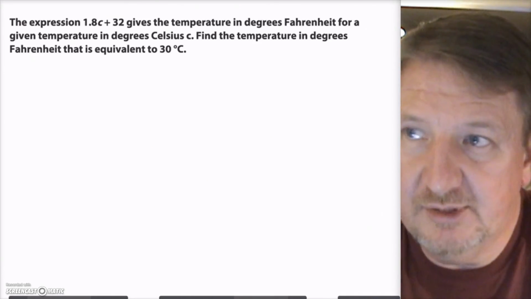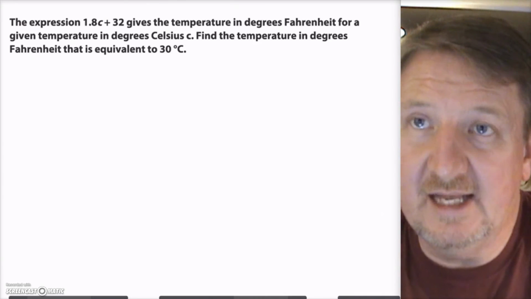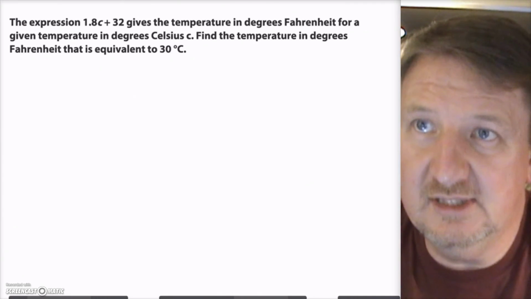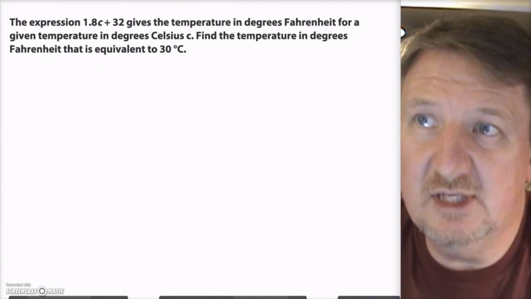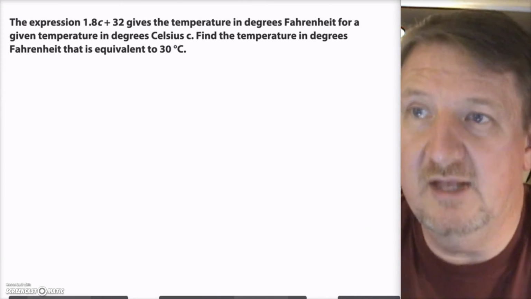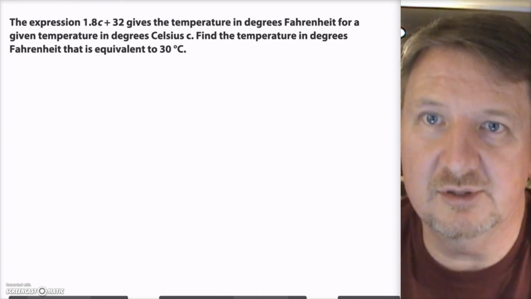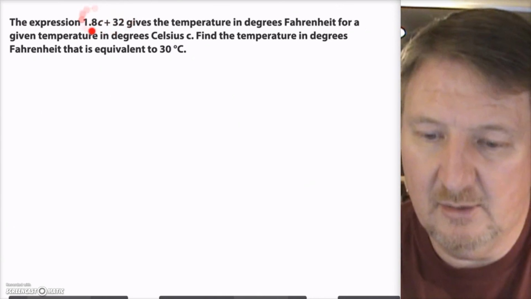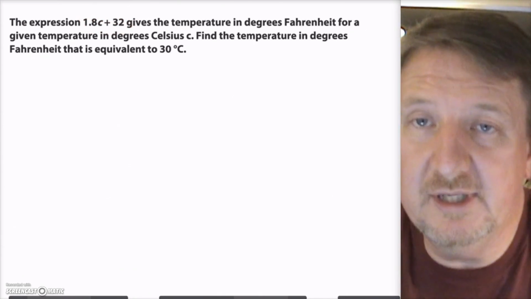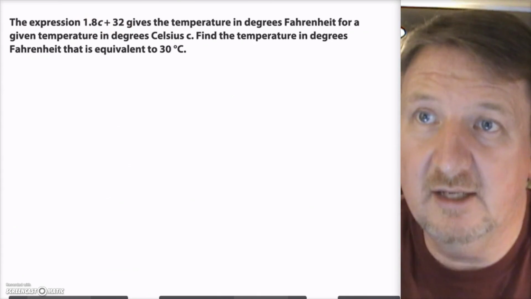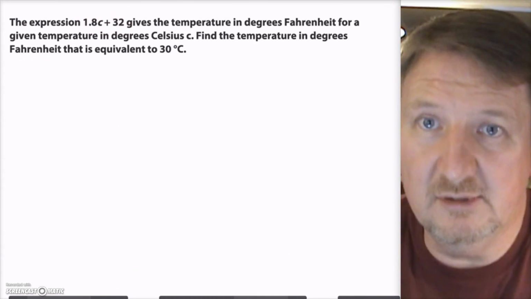Now, the last one is the word problem, and it says that the expression 1.8 times C, whatever the value of C is, plus 32 gives the temperature in degrees Fahrenheit for a given temperature in degrees Celsius. So what that means is if I give you a temperature in Celsius, this expression will put it into Fahrenheit for you. It says find the temperature in degrees Fahrenheit that is equivalent to 30 degrees Celsius.